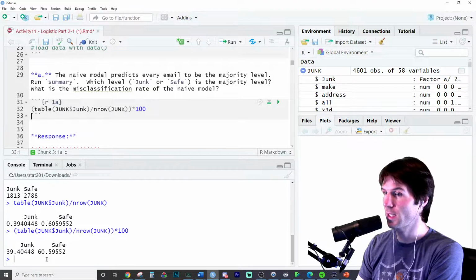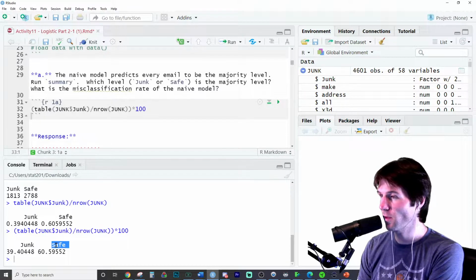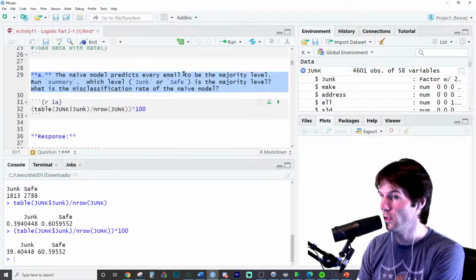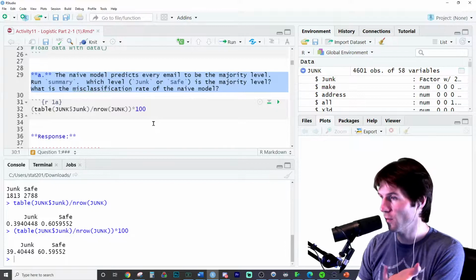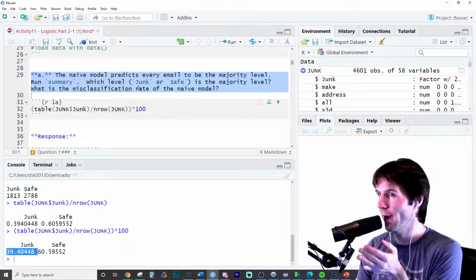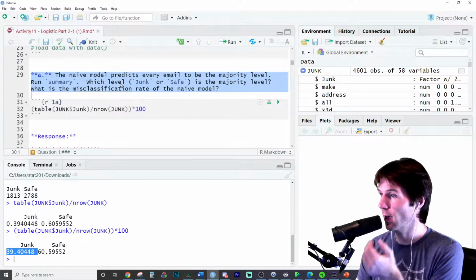So the model would predict everything is safe, not because safe comes last alphabetically, but because the naive model predicts the majority level. So it would say everything's a safe email. So it would get this much correct and it would get this much wrong using the majority level. And that's what the naive does for categorical.